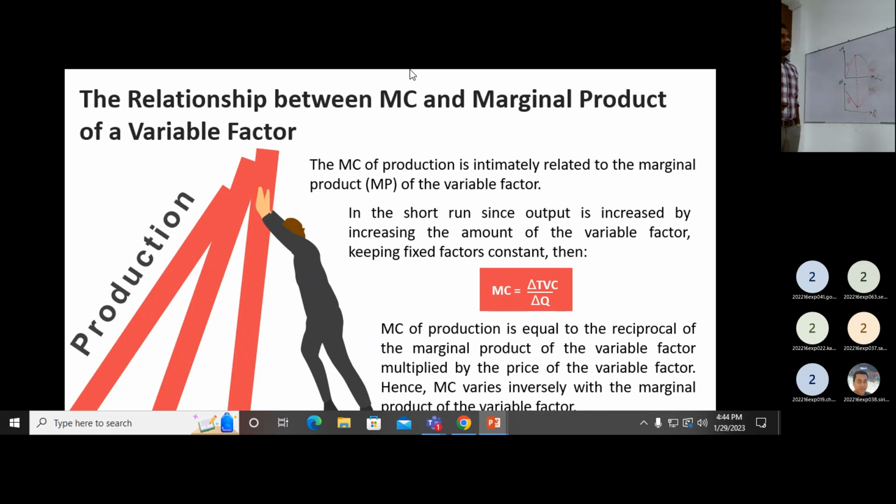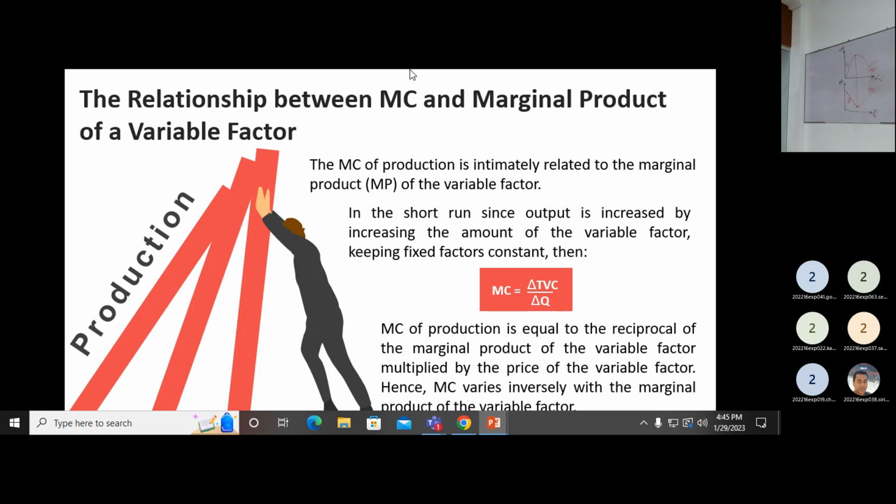Accordingly, here it says the marginal cost of production is equal to the reciprocal of the marginal product of the variable factor. Now, this is the behavior of your marginal cost. It is equal to the reciprocal of the marginal product, multiplied by the price of the variable factor. Once you multiply this by the price, you are getting the marginal cost. Marginal cost of production equals the reciprocal of the marginal product of the variable factor multiplied by the price of the variable factor.